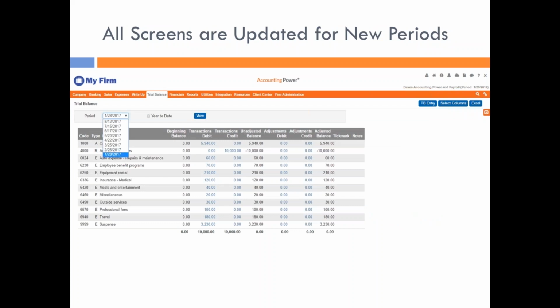Now, when you go into the other screens, everywhere that you go, if you're on the trial balance screen or the financial printing or some reporting screens, it will have the proper periods here for you. And it will allow you to view, review, and do all the normal work you would do.